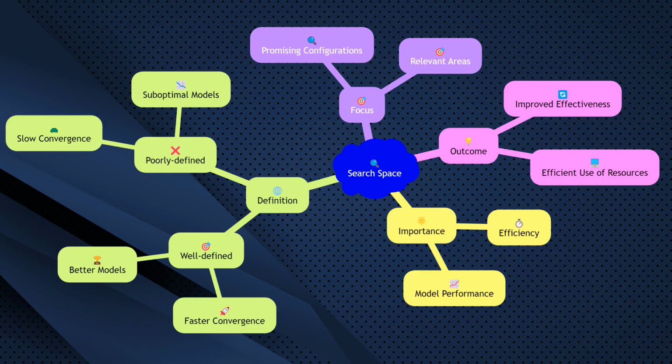The search space is crucial because it directly impacts the quality and efficiency of the model training process. A well-defined search space can lead to faster convergence and better model performance, while a poorly defined search space can result in suboptimal models and wasted computational resources. By narrowing down the search space to the most promising configurations, data scientists can focus their efforts on the most relevant areas, improving the overall effectiveness of the model training process.